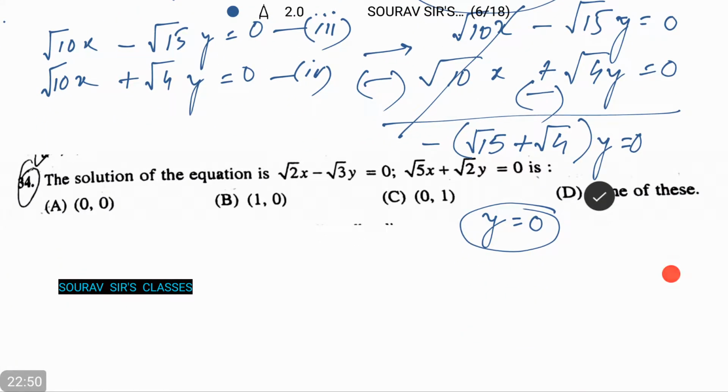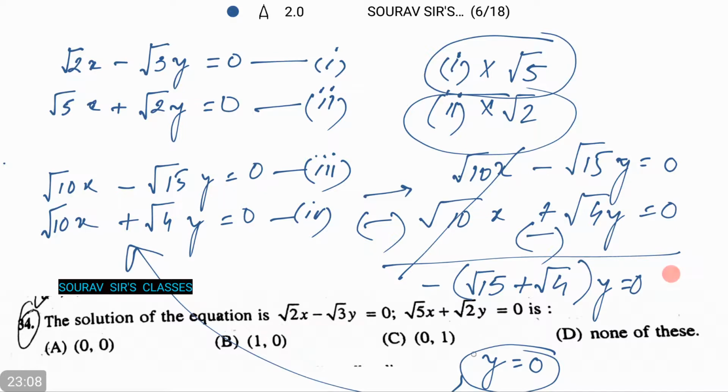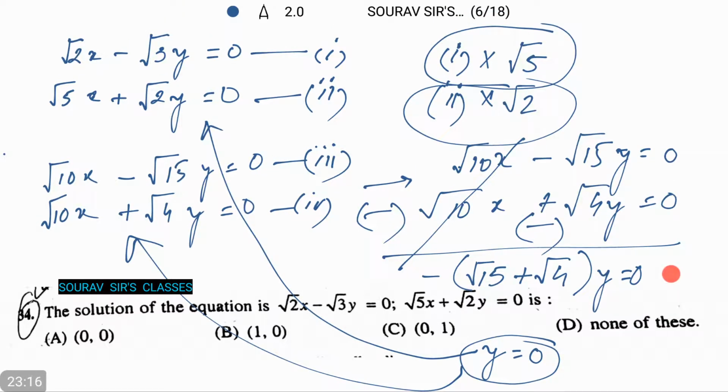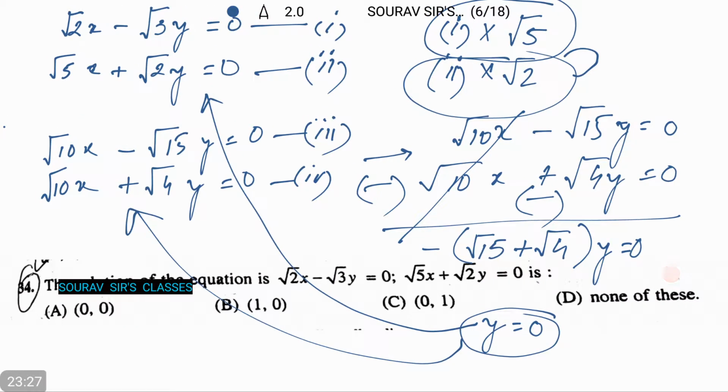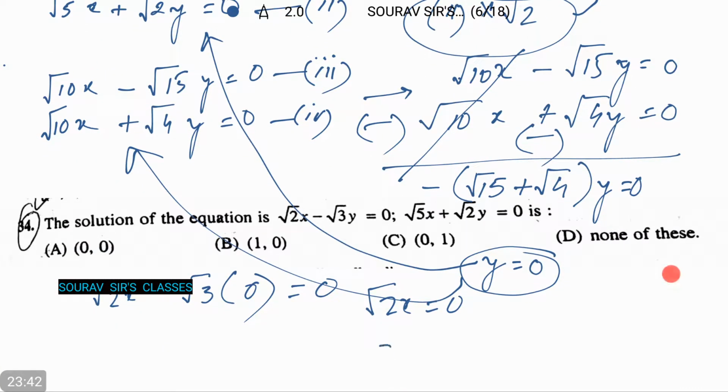Done? So if y is 0, can we find the value of x? Of course we can. We just substitute these values in any of these equations. Why don't we substitute this over to here and then it will be better, since there's no extreme values or foreign values interfering with our calculations. So y is 0, so it becomes root 2x minus root 3 into 0, which is equal to 0. So root 2x is equal to 0, which gives us x equal to 0 as well.